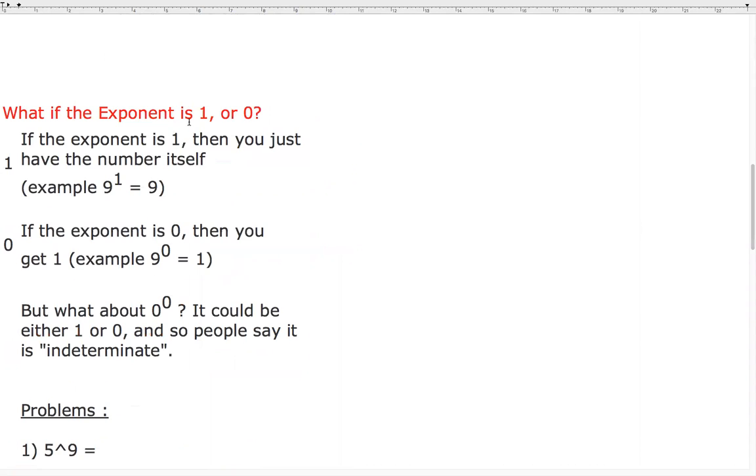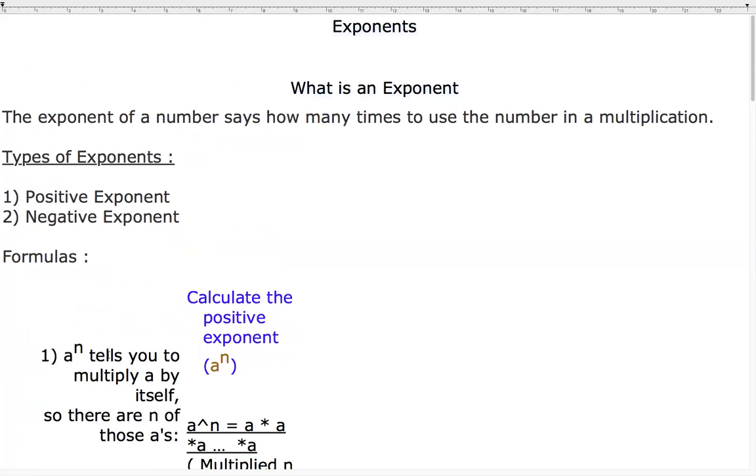And if the exponent is 1, so 9 to the power of 1 is going to be 9. If the exponent is 0, 9 to the power of 0, then it is going to be 1. 0 to the power of 0 is called indeterminate. Okay, and we have a few problems which you can solve.